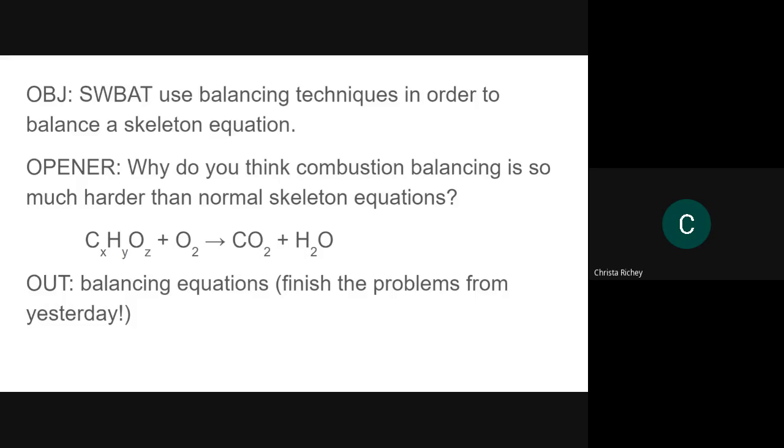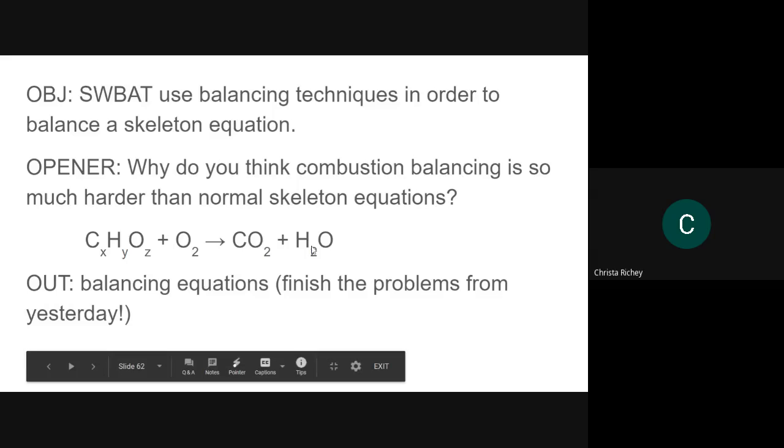So for the opener today, it says, why do you think combustion balancing is so much harder than normal skeleton equations? Now, obviously, oh, shoot, my screen just tapped out. Uh-oh, hold on, I gotta get back to the right slide. I don't think you guys can see what just happened.